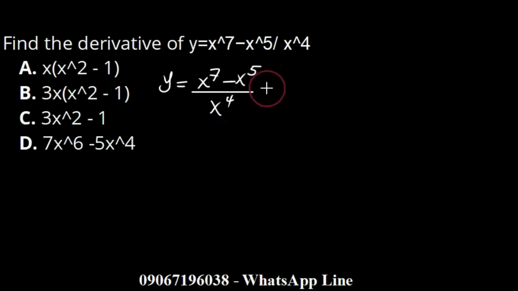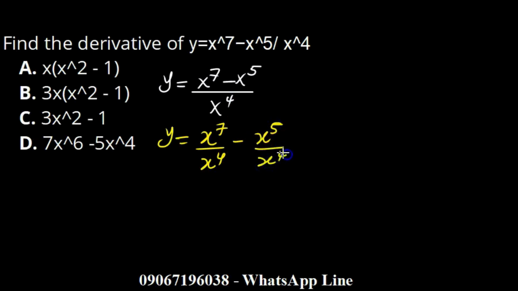So let's solve this quickly. Now what we need to do is to simplify this further. To simplify this, we have that y is equal to, we're going to use x raised to the power 4 to divide x raised to the power 7 minus x raised to the power 5. So this can be written as x to the power 7 divided by x to the power 4, minus x to the power 5 divided by x to the power 4.